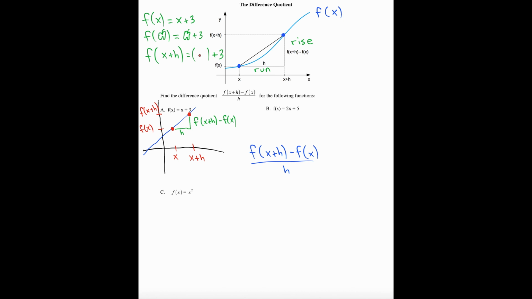So what actually goes here then, in this case? X plus h goes there. Okay, so it could be helpful at this time to take the f of x plus h out and put parentheses in its place. And do the same thing for f of x.